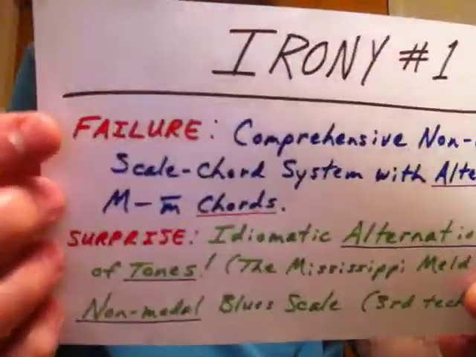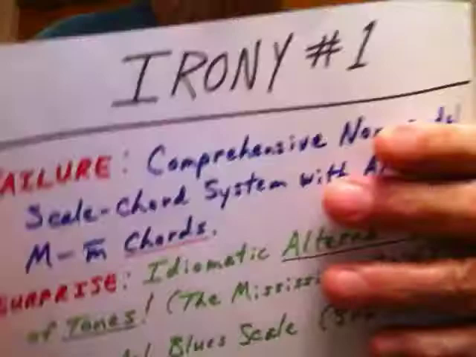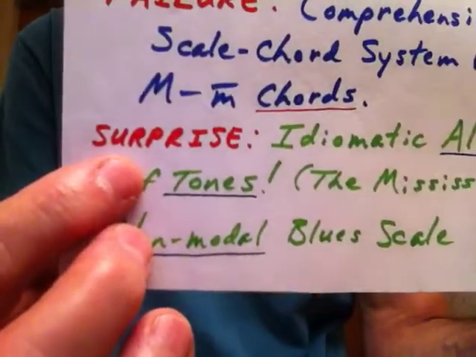So to wrap up my Bloopers to Blues set of videos, I'd like to mention first two ironies. Irony number one, I failed, which I mentioned. I failed at developing a comprehensive non-modal scale chord system with alternating major minor chords. I failed. But while I was failing, I got a surprise.